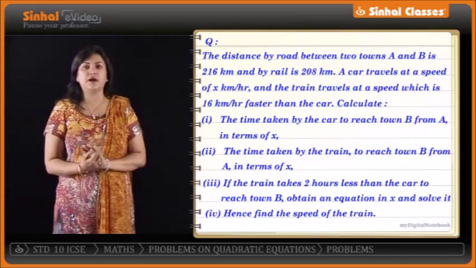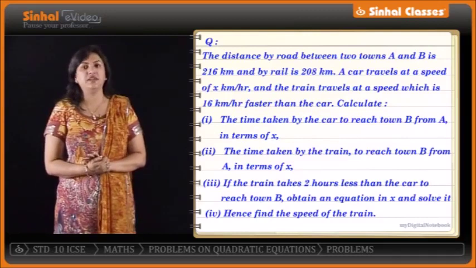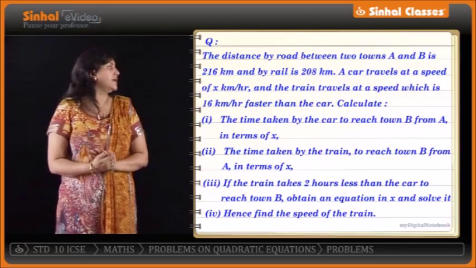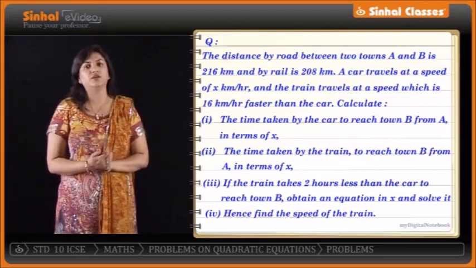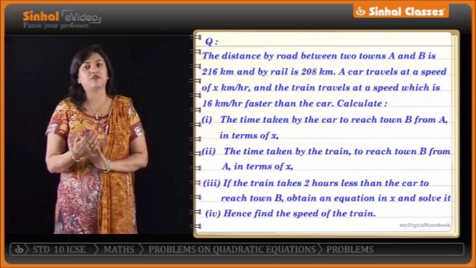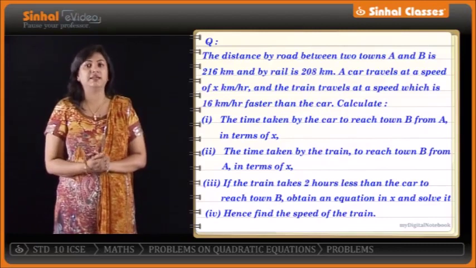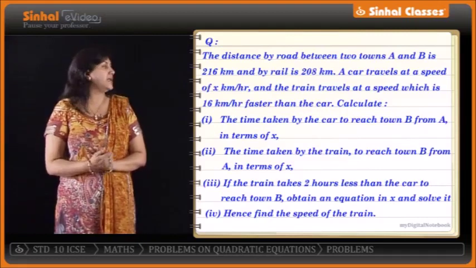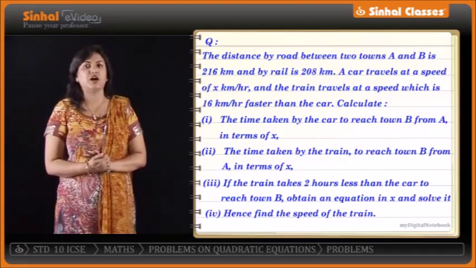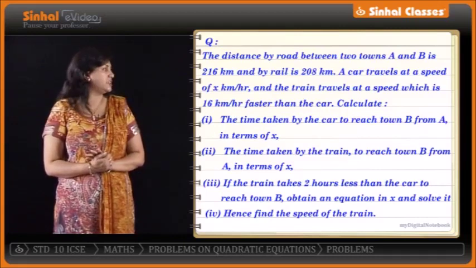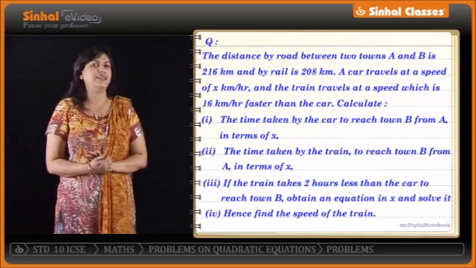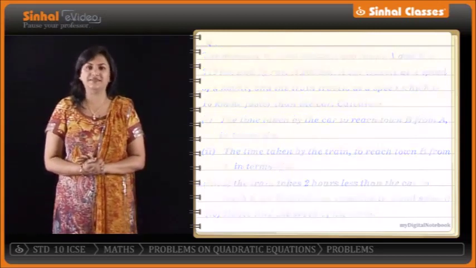Calculate, first part, the time taken by the train to reach town B from A in terms of x. Second part, the time taken by the car to reach town B from A in terms of x. Third part, if the train takes 2 hours less than the car to reach town B, obtain an equation in x and solve it. Fourth part, hence find the speed of the train.